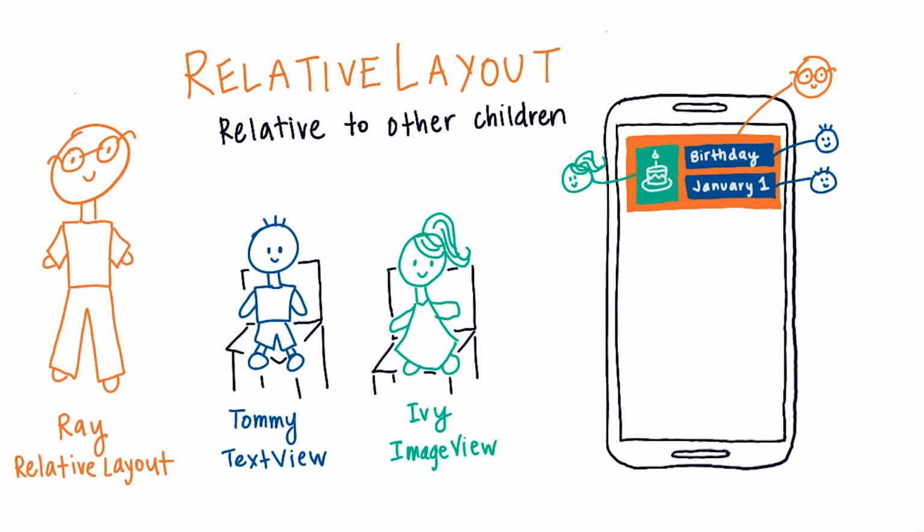That was a really quick overview of linear layout versus relative layout. You can see how you might pick one over the other depending on the type of layout that you want for your app. Now let's look at the XML for how a view group contains other views.